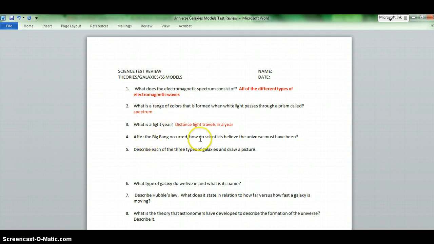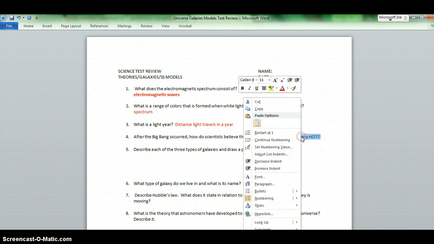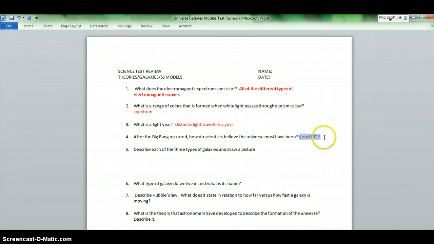After the Big Bang occurred, how do scientists believe the universe must have been? Well, it must have been very hot. And remember that the Big Bang states that everything that our Earth, that our universe consists of, was located in a tiny ball the size of a period at the end of a sentence, and then it exploded. It got so hot that it exploded.